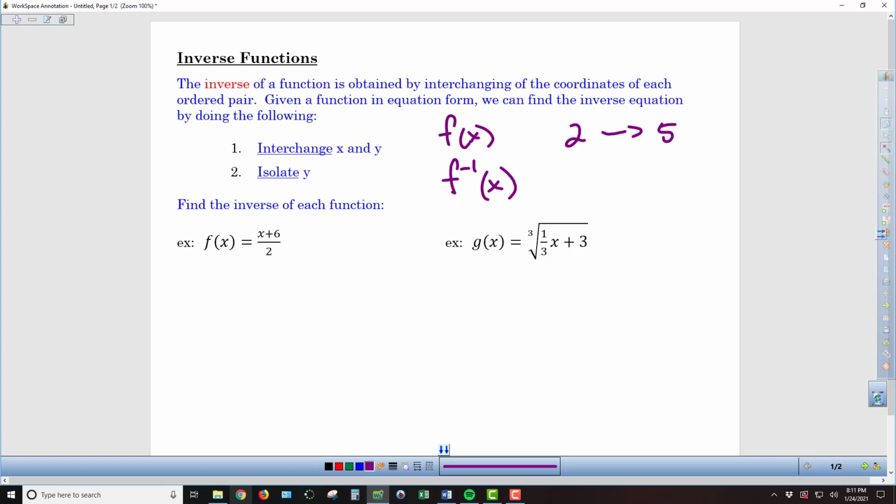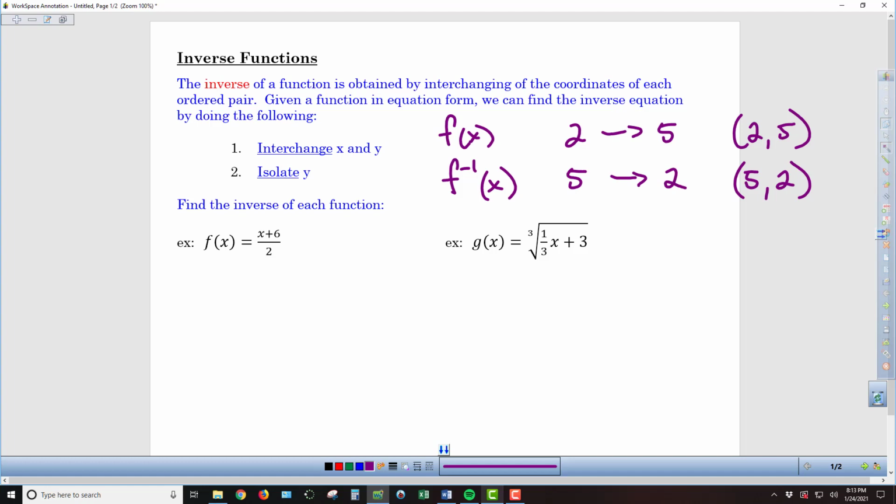So if in the original function an input of 2 yields an output of 5, in an inverse function an input of 5 yields an output of 2. Or in other words, it just cancels out or undoes the operation of the original. And so another way of seeing it is if we had an ordered pair generated by the original function, 2 is the x-coordinate, 5 is the y-coordinate, then the inverse function would generate the point (5, 2), meaning when 5 is the x-coordinate, 2 would be the y-coordinate.